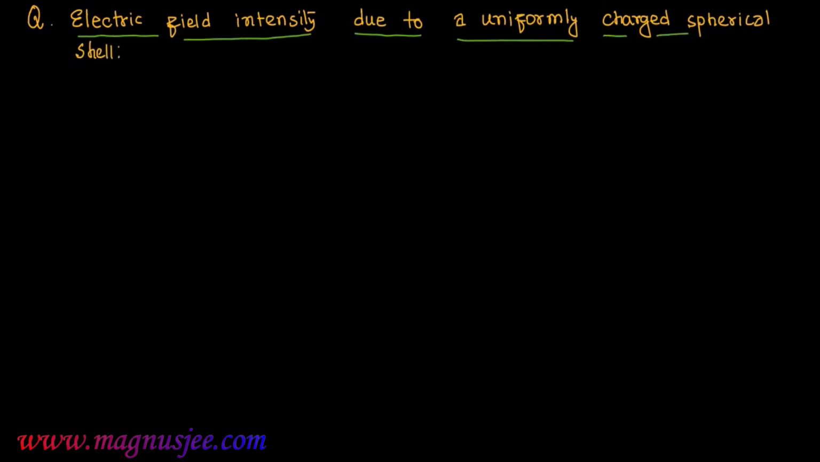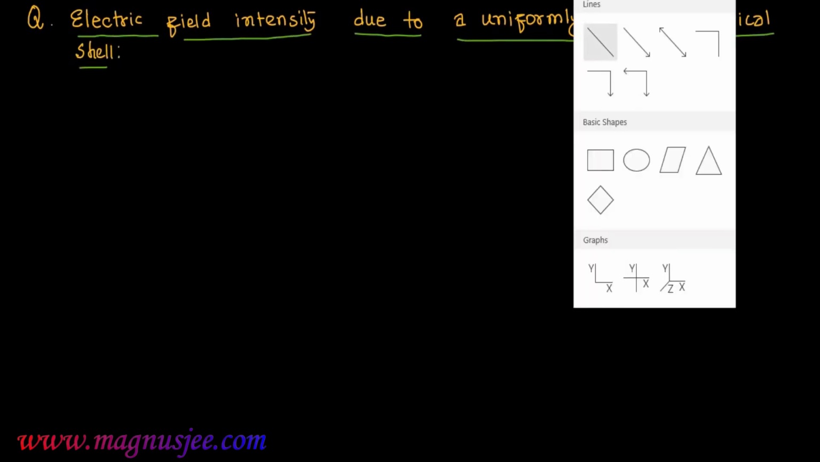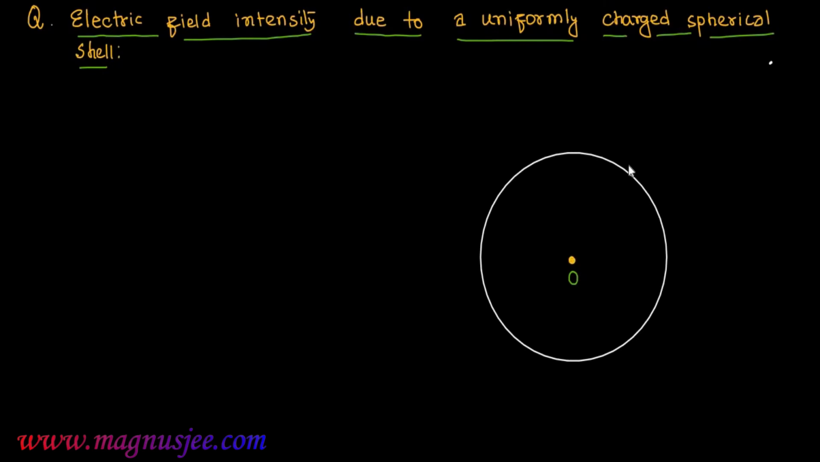Electric field intensity due to a uniformly charged spherical shell. So this is a uniformly charged spherical shell, and positive charge +Q is uniformly distributed over the surface of this spherical shell, or hollow sphere.